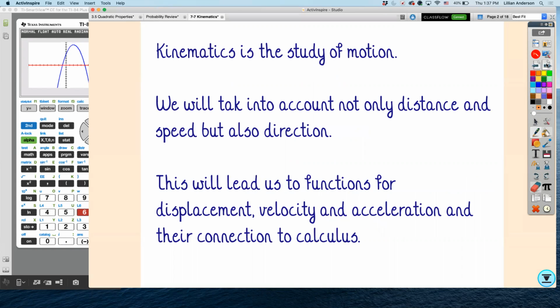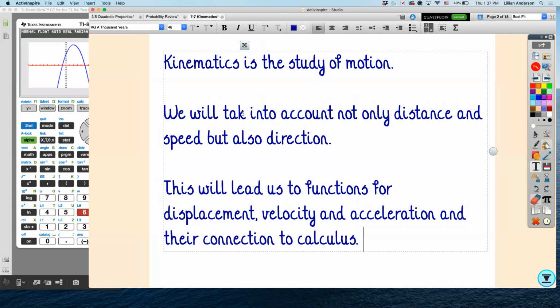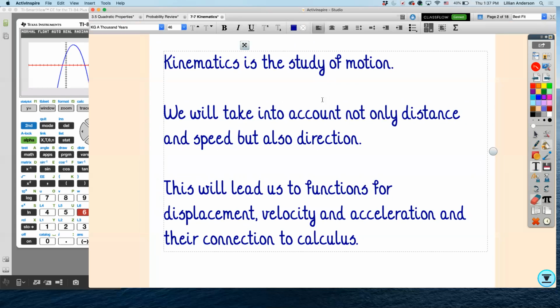First of all, let's talk about what it is. It is the study of motion, okay? So we're going to take into account not only the distance that this object is going to travel, but also the speed as well as its direction. We're going to take into account both of those things when we're talking about kinematics.